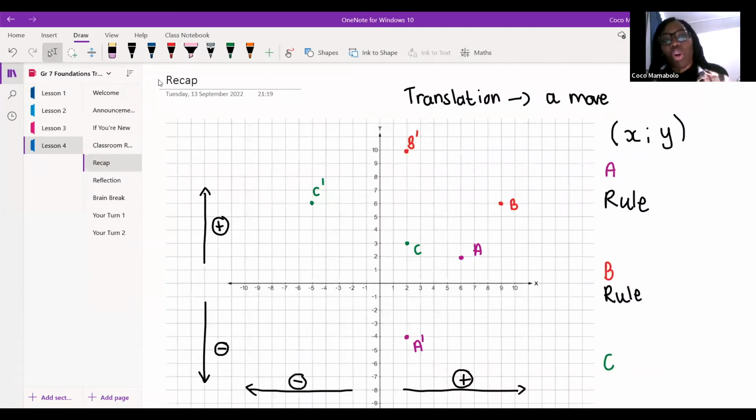Start to find a rule, and I would like somebody who absolutely 100% understood what was happening on Monday to explain to us how we get from A to A prime and what that means for our rule. Is anybody confident enough to put their hand up and remind us how we did that?